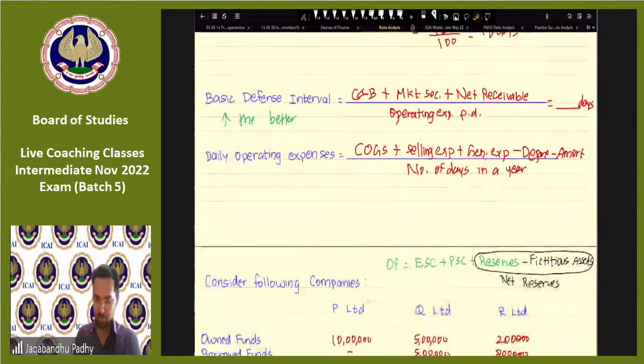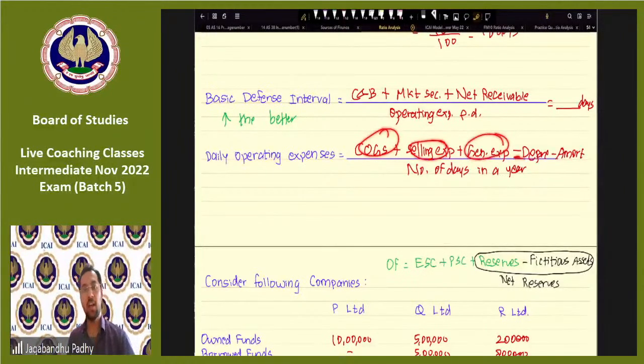Then operating expense per day was simply your COGS, selling expenses and general expenses, as reduced by depreciation and amortization, divided by the number of days in a year.